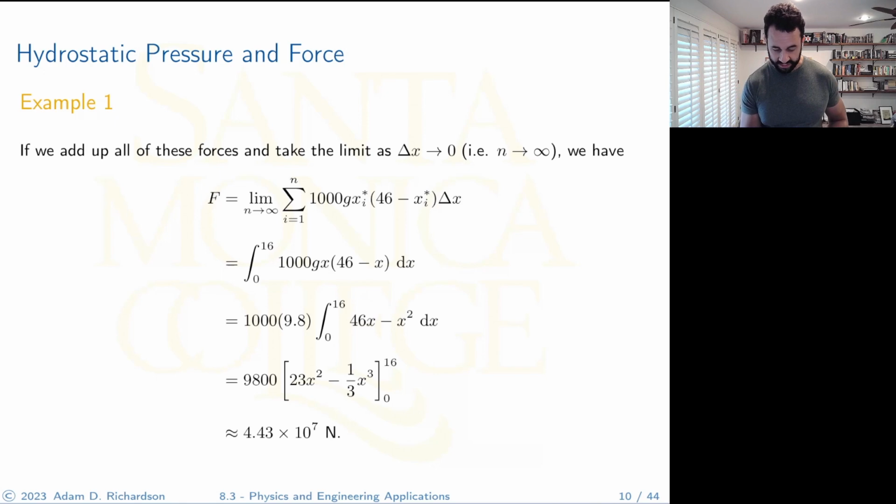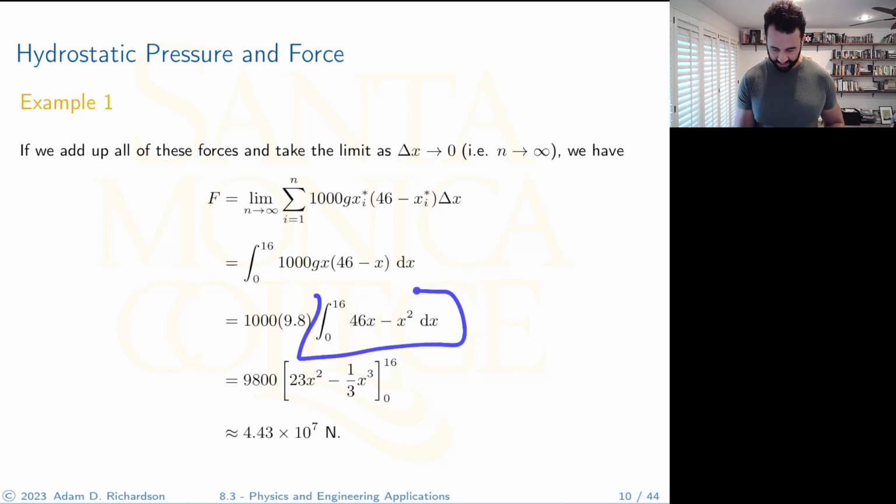So we're going to be integrating from 0 to 16 because the water has a depth of 16. 1000 g x times 16 minus x. We can pull out all the constants. So I pulled out 1000. I changed g to 9.8 because we're working on the planet Earth, presumably. And then now we have a very simple integral to evaluate.